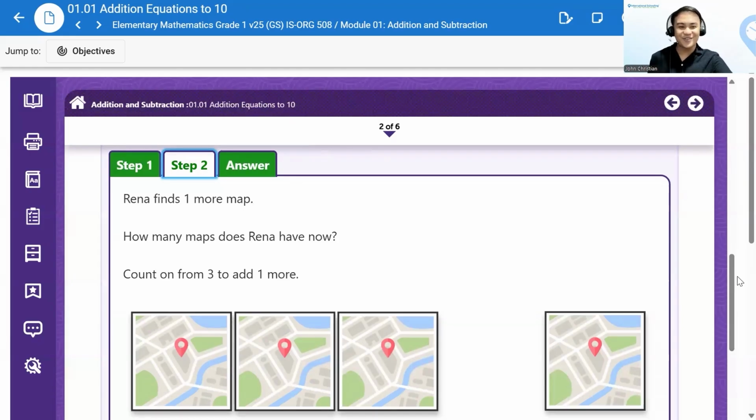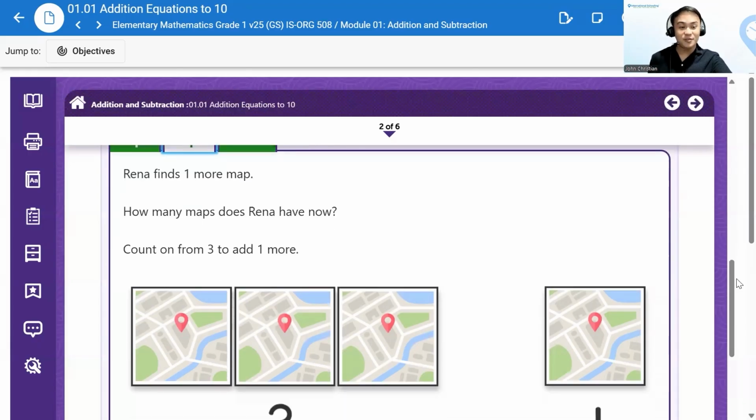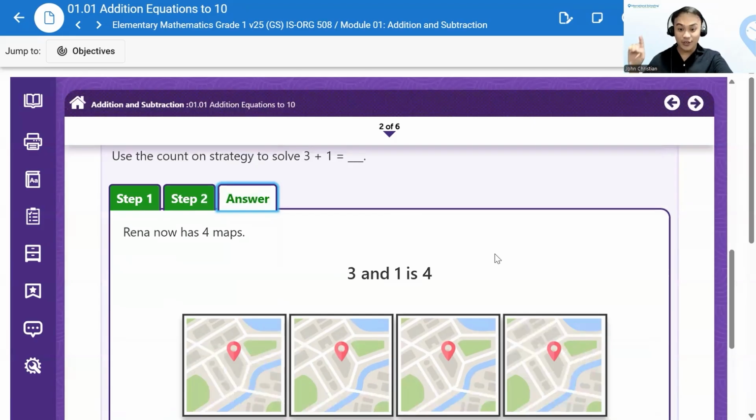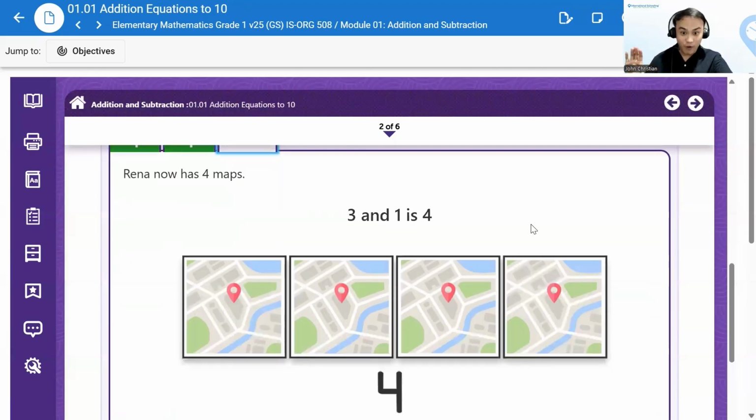Let's use the count on strategy. Count on from 3 to add 1 more. Since we already have 3 maps, are we going to start from 1 or from 3? Good job, little mathematician. We're going to start from 3 since we're going to use the count on strategy. Now, let's add 1: 3, 4. So, what is the answer? The answer for 3 plus 1 is 4.